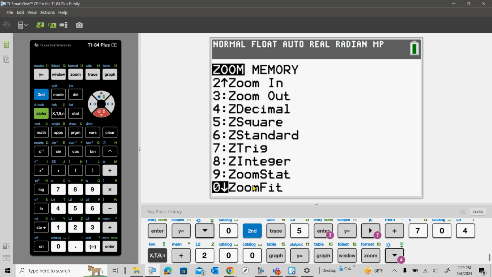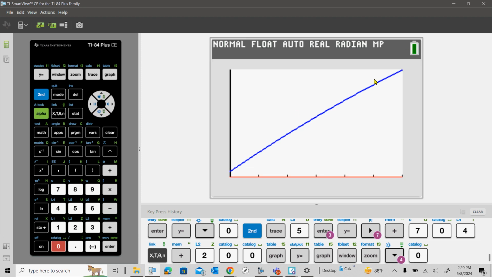zoom fit, so I can just hit enter there, or I can just hit number 0. So like on your calculator at your desk, you can just hit zoom and then 0, and it will fit part of the graph, so you can get an idea of its picture, of its shape.